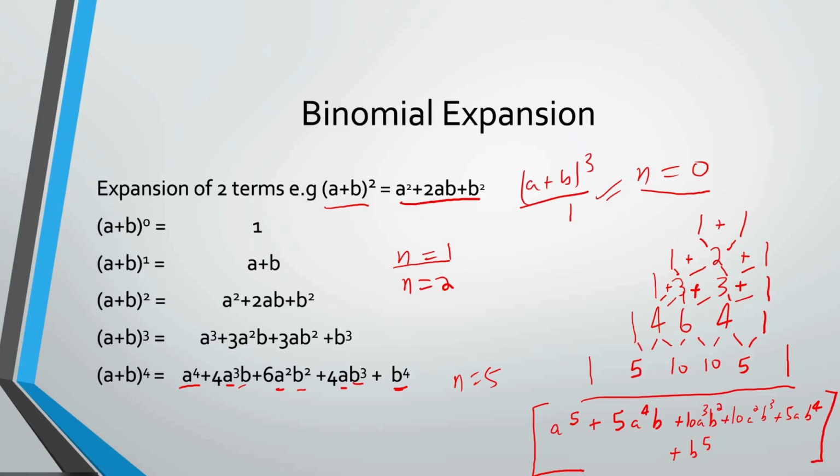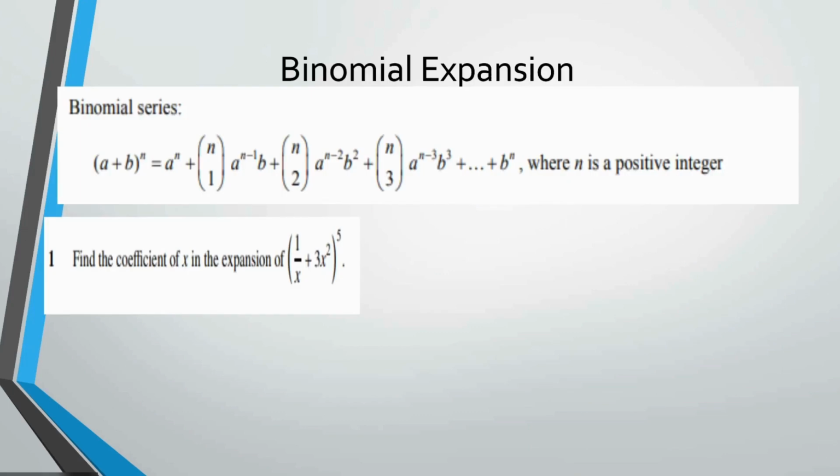This is one method to find out. This is called the Pascal's triangle method, but I'm going to discuss a better method which will be given to you in the formula sheet. So let's discuss that. This is the easier method that we are going to discuss over here. As you can see, this is what is given to you in the formula sheet.